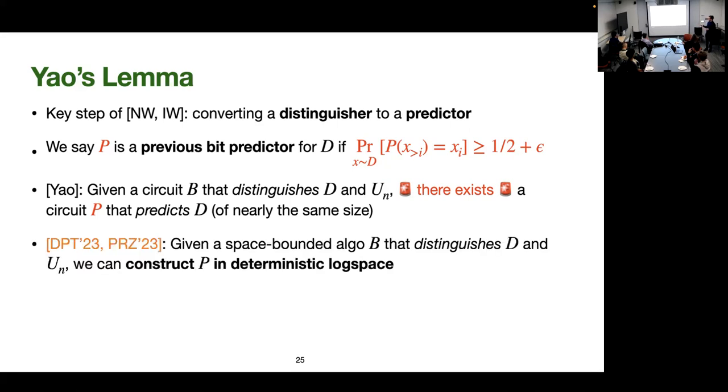So our first technical contribution is, given a space-bounded algorithm B that distinguishes between some distribution and the uniform distribution, we can construct this predictor P in deterministic log space. And again, every time a phrase like this "there exists" appears in the hardness to randomness proof, we need to get rid of it, because this "there exists" will force us to make some form of non-uniform assumption. And so we show that we can find this predictor much more efficiently.